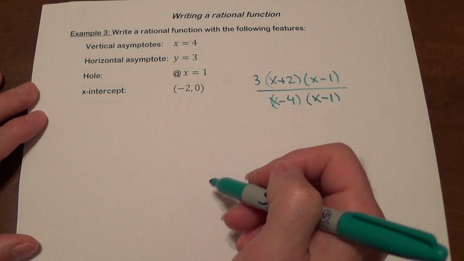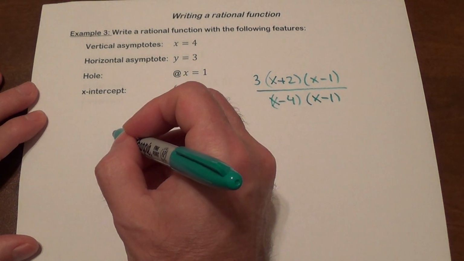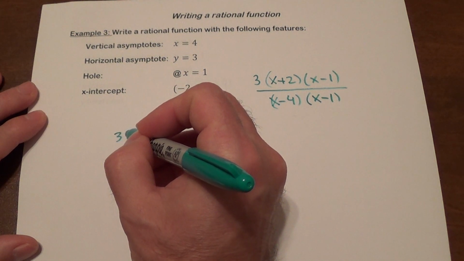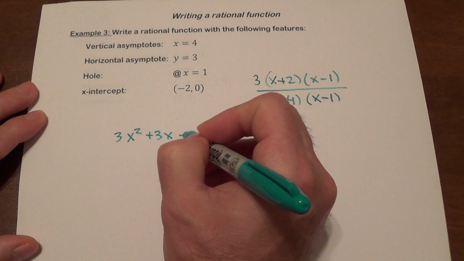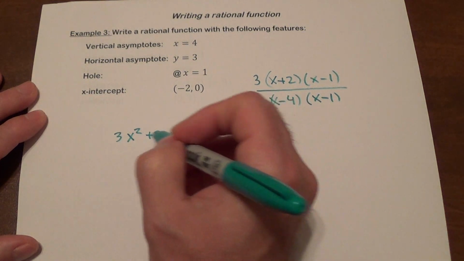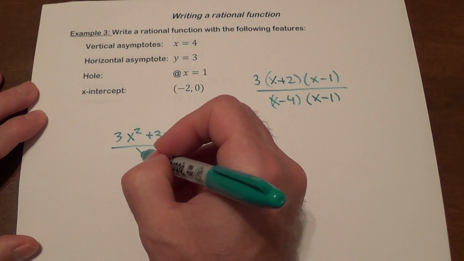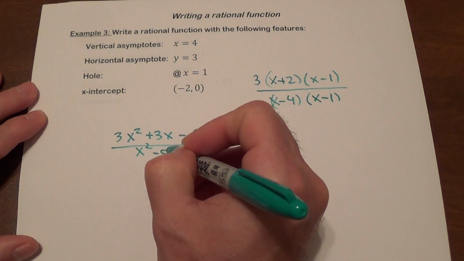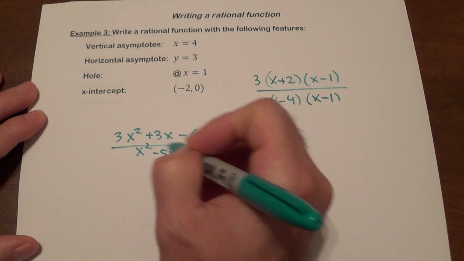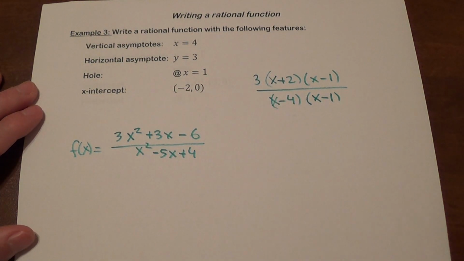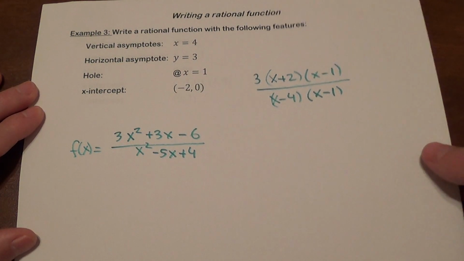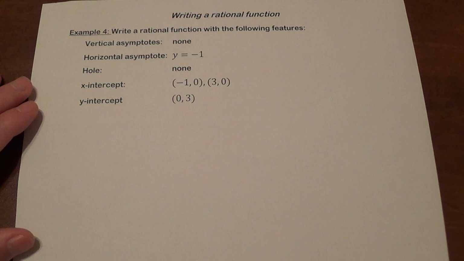So all we need to do now is put it in standard form. So let's distribute this. The numerator is going to be 3x squared plus 3x minus 6, all over x squared minus 5x plus 4, and that is going to give us that function. And then one last example.